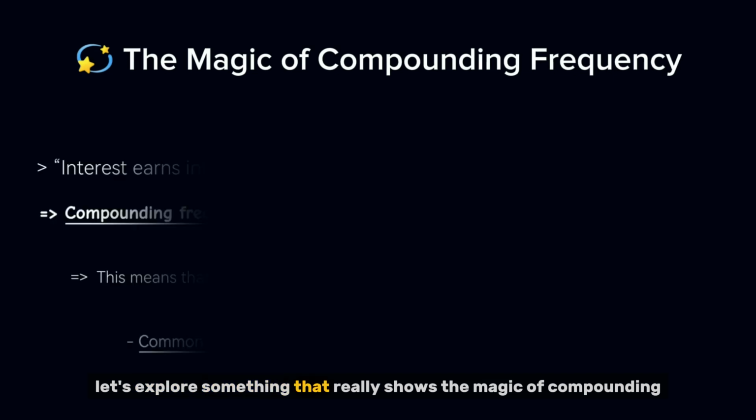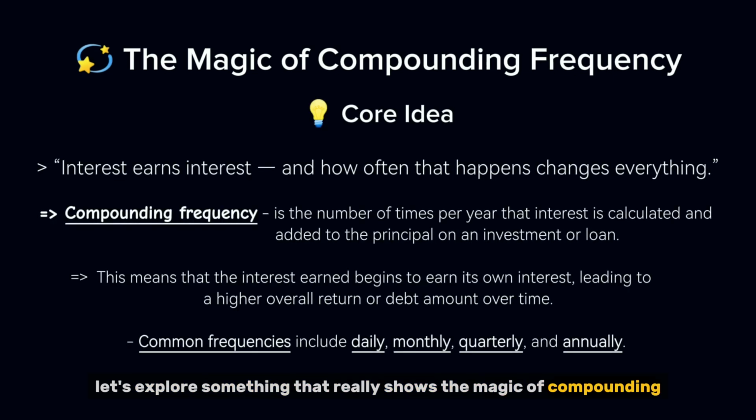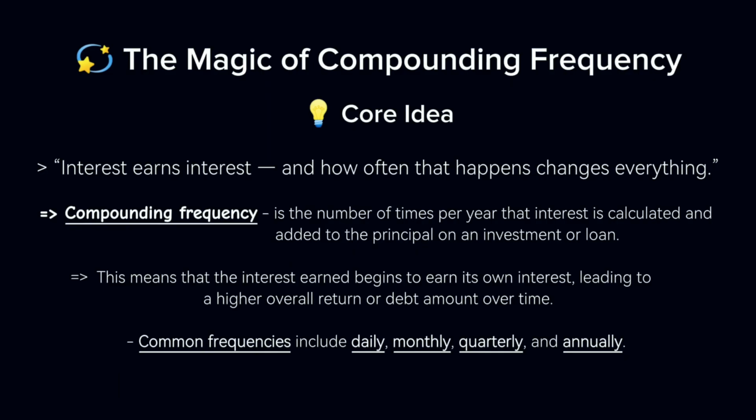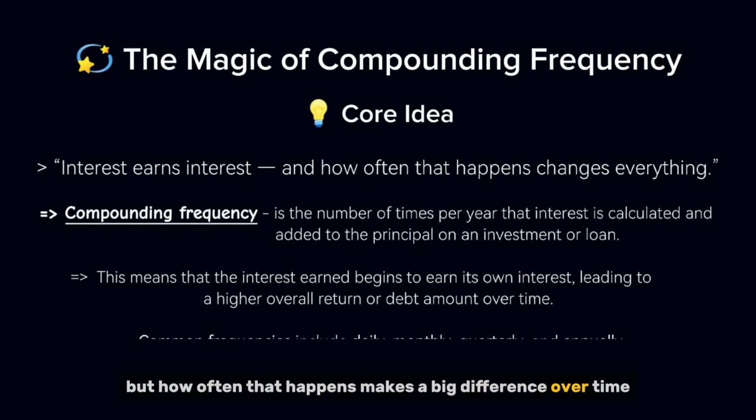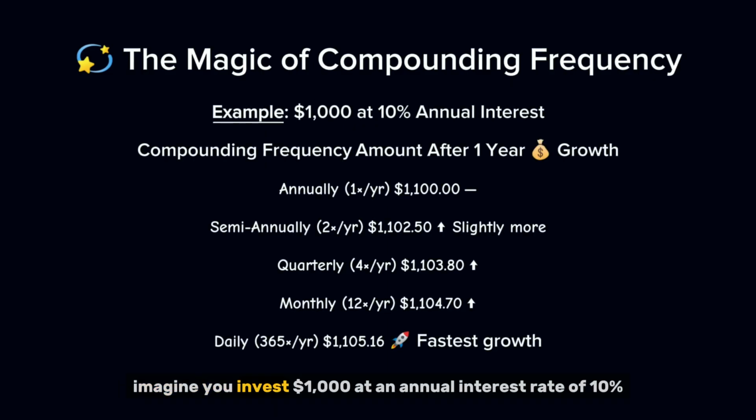Let's explore something that really shows the magic of compounding: how the frequency of compounding changes your final result. You've probably heard that interest earns interest, but how often that happens makes a big difference over time. Imagine you invest $1,000 at an annual interest rate of 10%. If the bank compounds just once a year, after 1 year, you'll have $1,100.